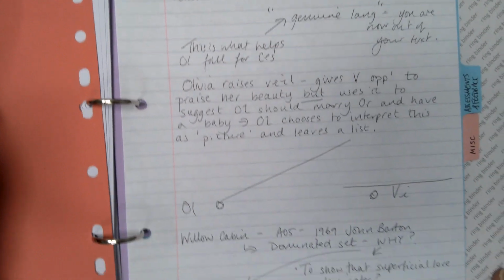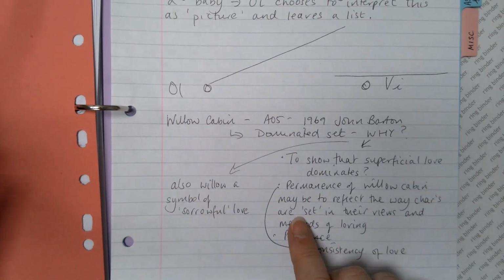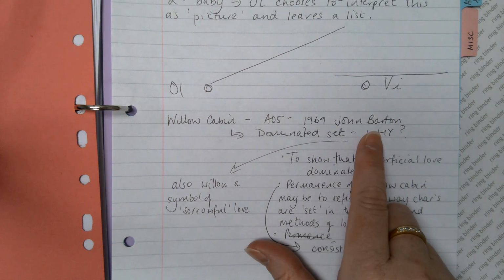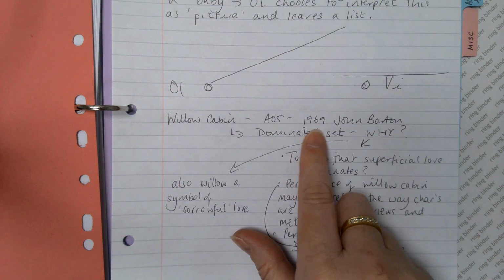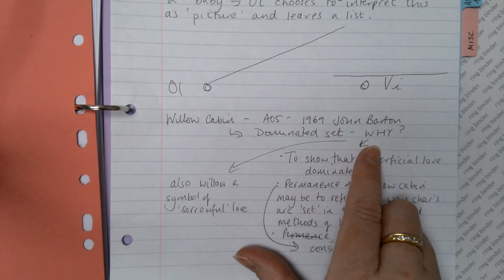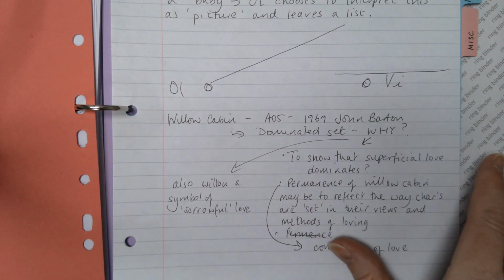And we actually used some interpretations here from the notes in the Arden, where we learned that John Barton in 1969 had a willow cabin dominate the set. And we started to think about why. So there's some notes there.